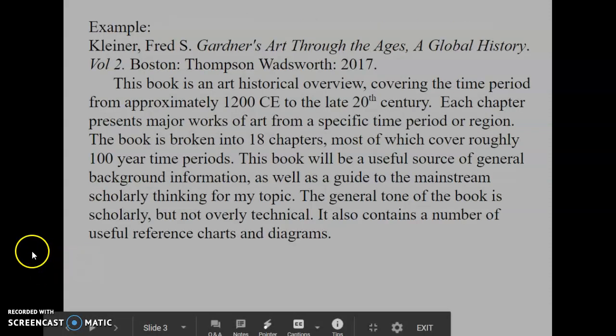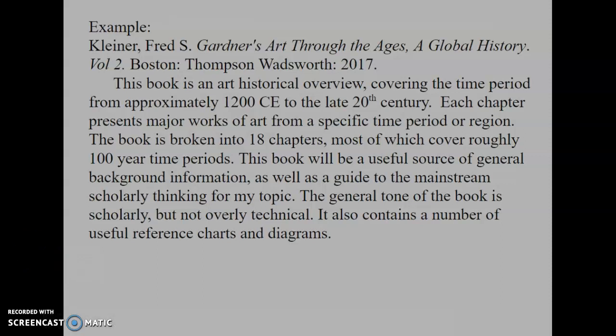So if you've never seen an annotated bibliography before, this is what one entry off of an annotated bibliography will look like. This example uses a textbook that's similar to yours, but not the exact book we use for this class. So it starts out with the bibliographic entry for a book. So we start with the author's name, Kleiner, Fred S., a period, the title of the book in italics. So Gardner's Art Through the Ages, A Global History, Volume 2 is the whole title of the book.